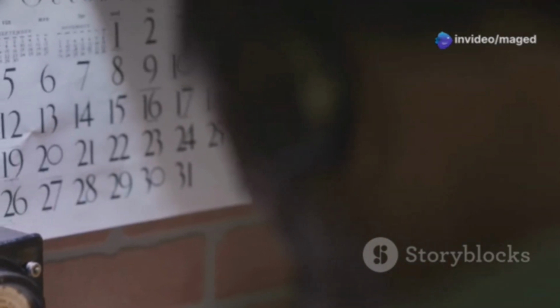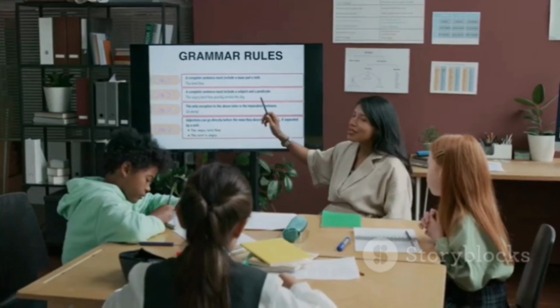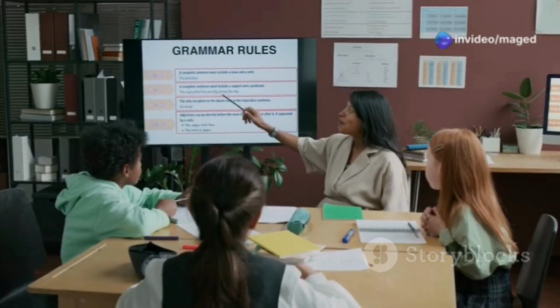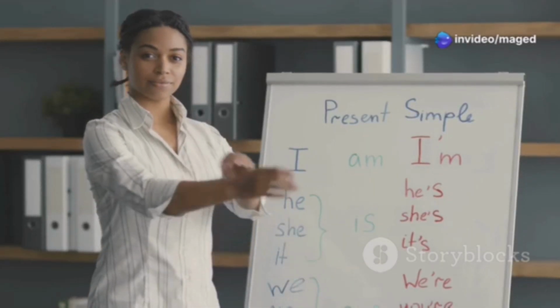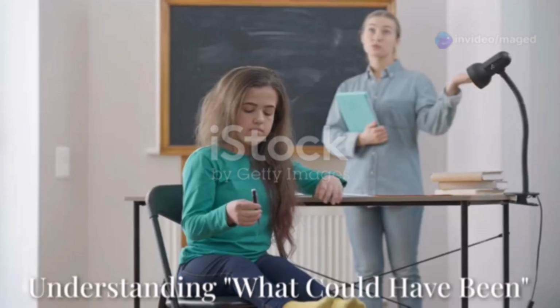The third conditional is particularly useful for expressing regret, speculating about different outcomes, or simply exploring hypothetical scenarios. It allows us to step back in time and consider how things might have unfolded differently. In the following sections, we will delve deeper into the structure and usage of the third conditional, providing clear examples and addressing common mistakes to help you master this essential aspect of English grammar.